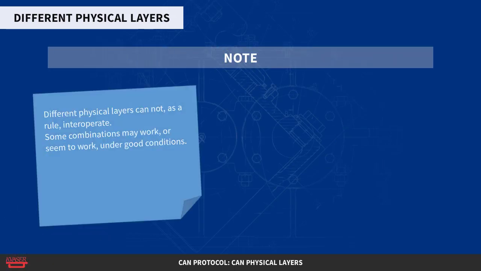Different physical layers cannot, as a rule, interoperate. Some combinations may work, or seem to work, under good conditions. For example, using both high-speed and low-speed transceivers on the same bus can work sometimes.